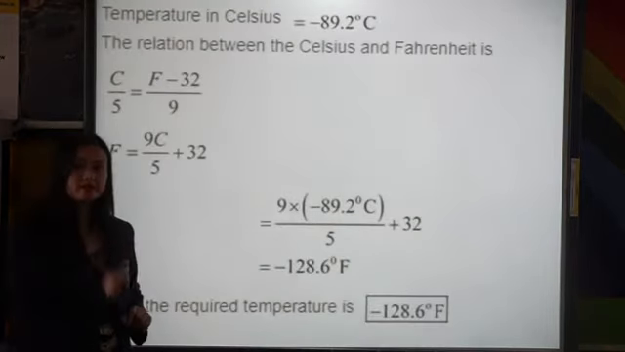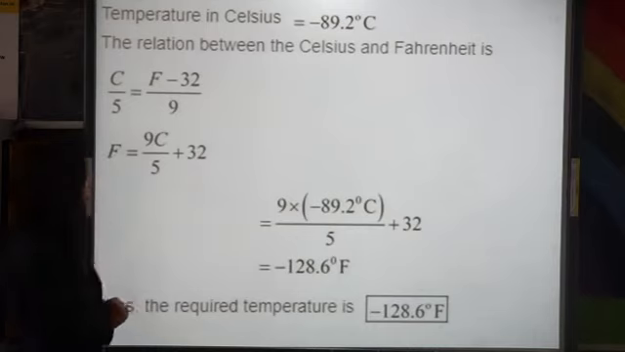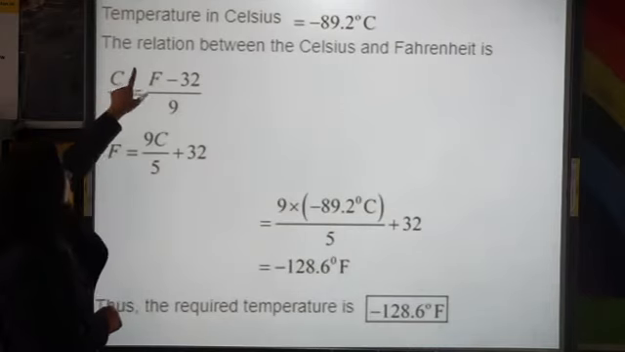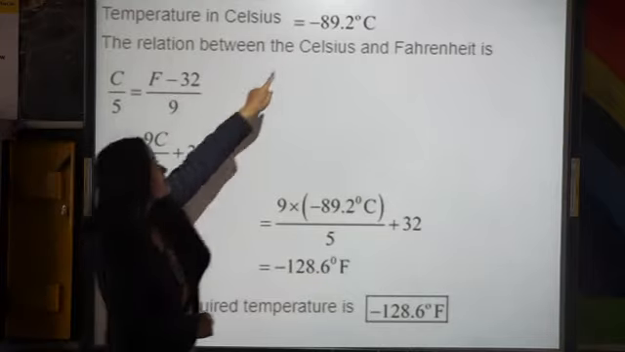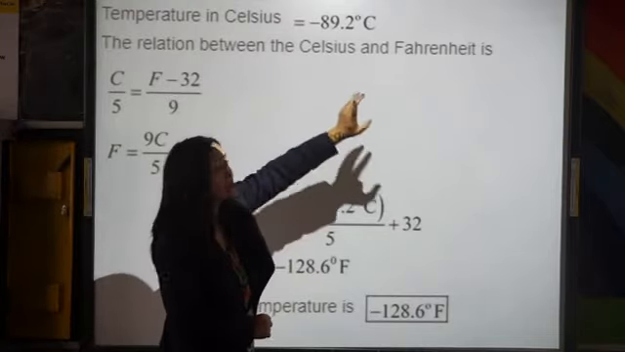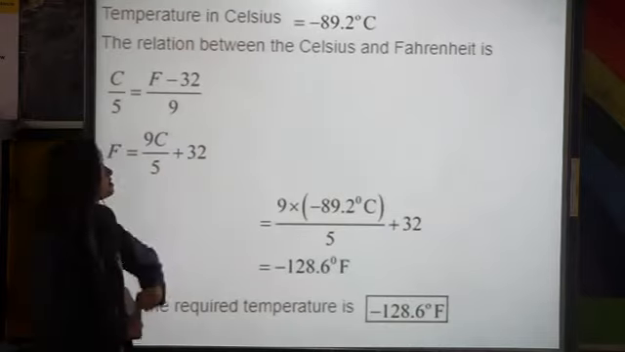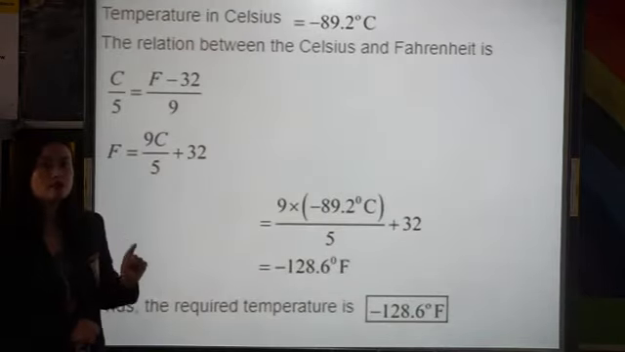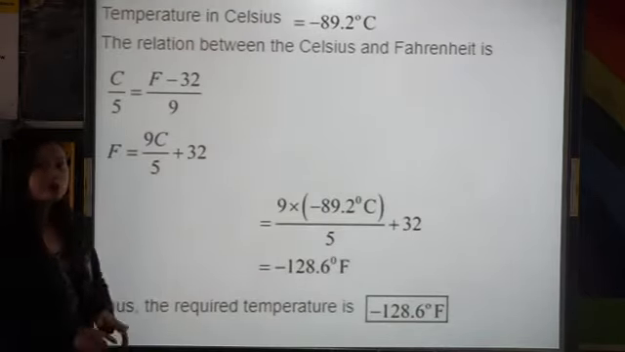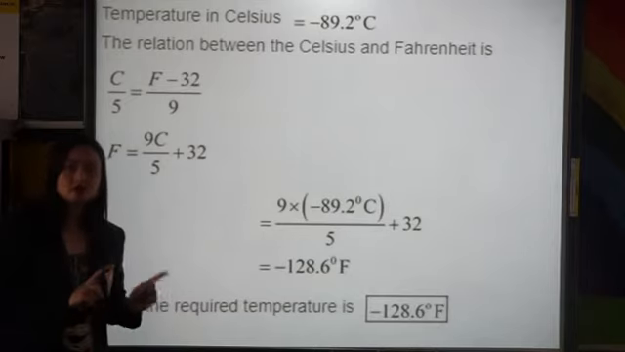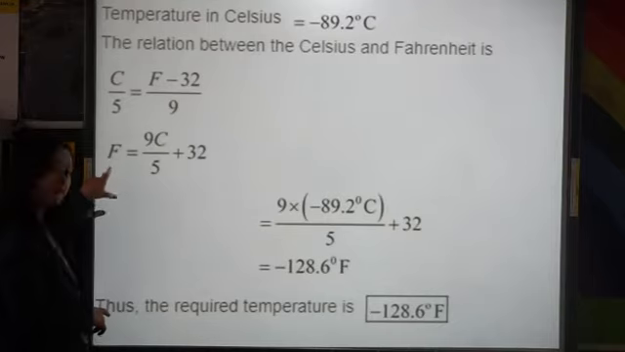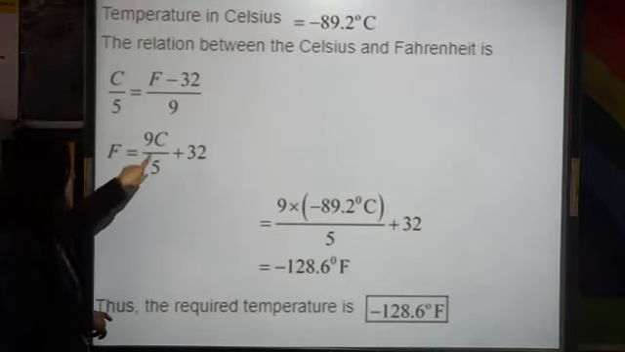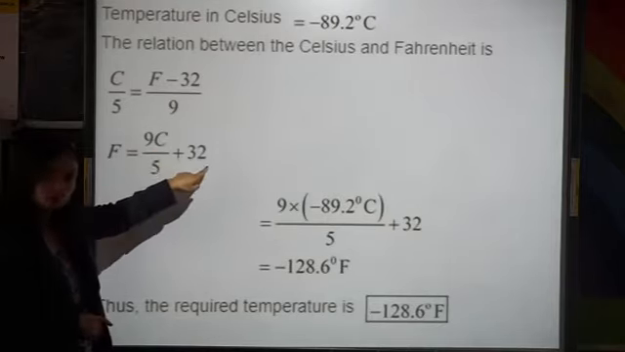Now see here, one numerical related to it. The temperature is given in Celsius. And what is the temperature given? The temperature given is minus 89.2 degrees Celsius. Now we have to convert this temperature into Fahrenheit. So using this relation, F equals 9 by 5 C plus 32.